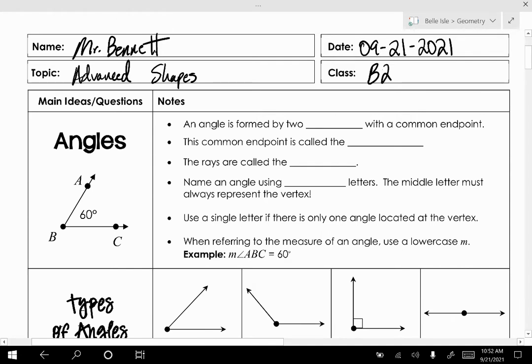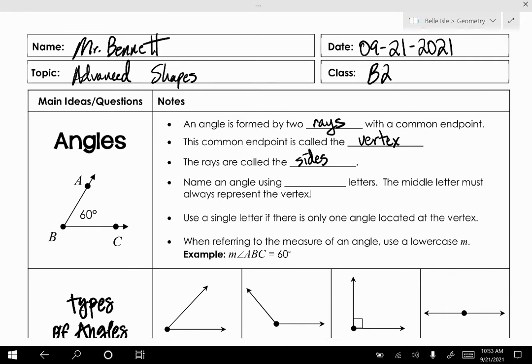Okay, an angle is formed by two what? Anybody know? Yes, but lines are infinite, okay? So we don't necessarily have an infinite line because they're meeting, right? So they are two rays. Okay? The common endpoint is called the vertex. The rays, once joined together, are now called sides. The angle is what the rays create.